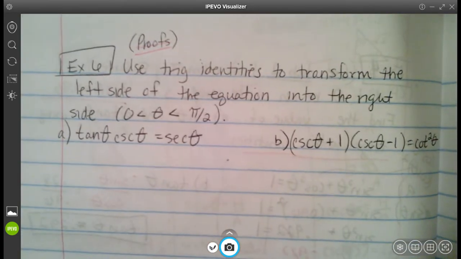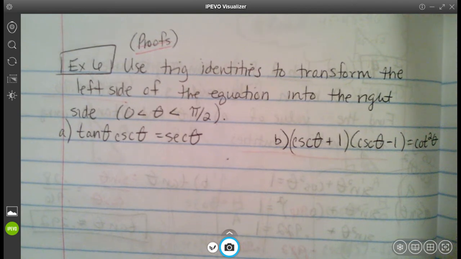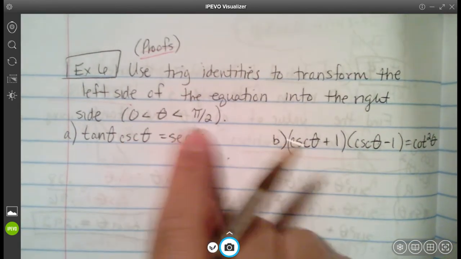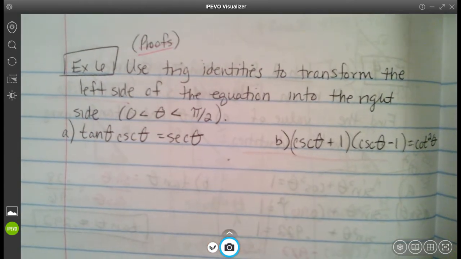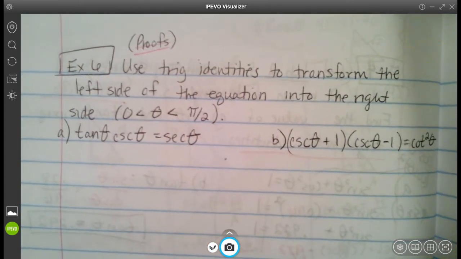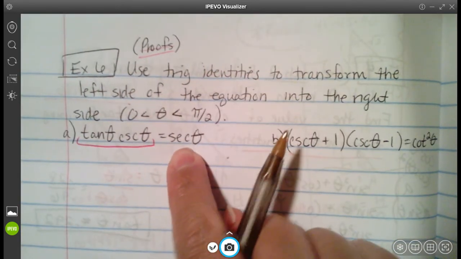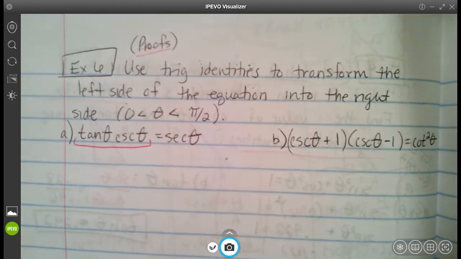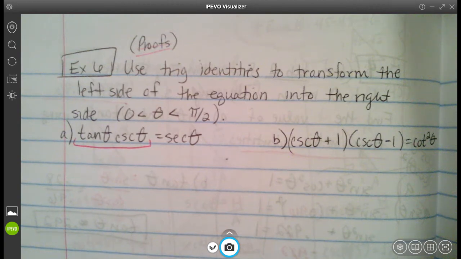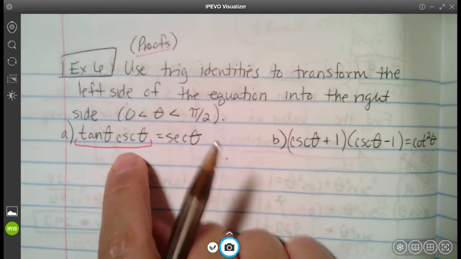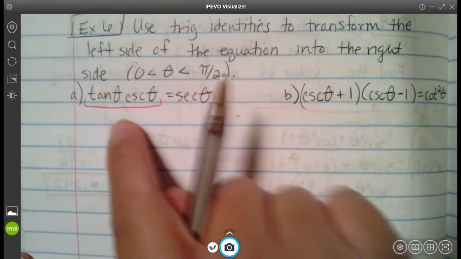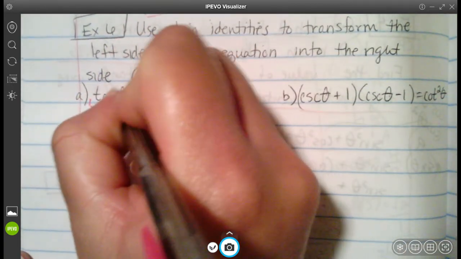It says use the trig identities to transform the left side of the equation to the right side. And we're assuming that our angle is between 0 and pi halves, just so everything is defined. So basically, I want this side to come out to secant theta using identities. So this is all about those identities. I'm going to work with this one first.